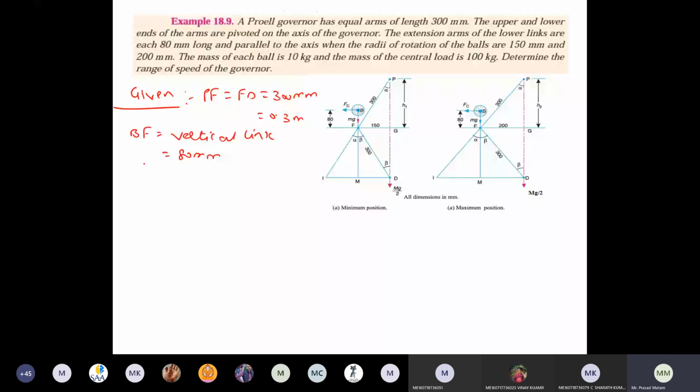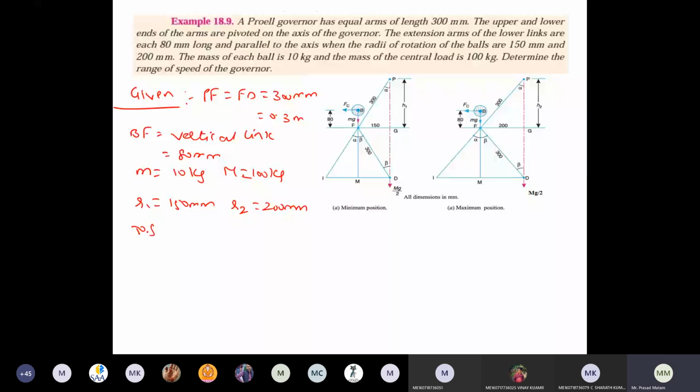Next, mass of each ball. What is the mass of the ball they have given? You can see in the problem. Mass of the ball is 10 kg and central load capital M is 100 kg. Determine the range of the speed of the governor. This is the given data. Radius of rotation is also given. Minimum radius of rotation R1 is equal to 150 mm and R2 is equal to 200 mm. Always write like this. Write the given data.